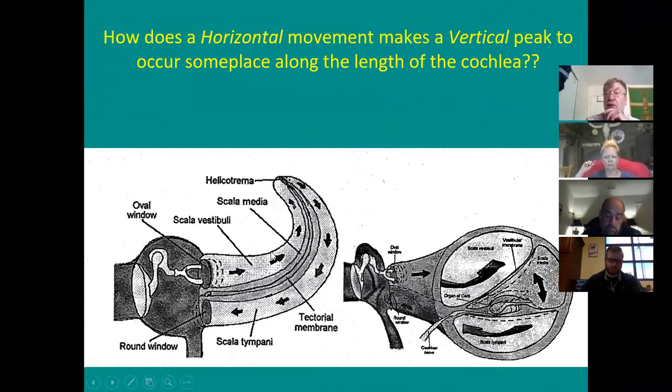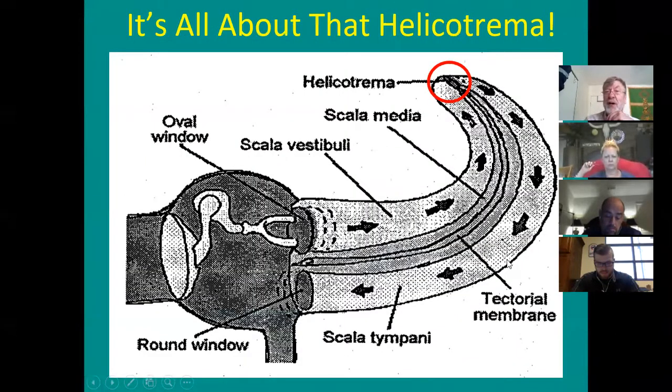How does horizontal back and forth movement in the cochlea cause an up and down motion taking place at the hair cells? The reason why is all about that helicotrema, the narrowing at the tip. So when you're pushing fluid, it's getting squeezed around a corner. And there's a buildup of pressure as a result. And that buildup of pressure will result in the basilar membrane being bent here, or here, or here. And that bending is the traveling wave.